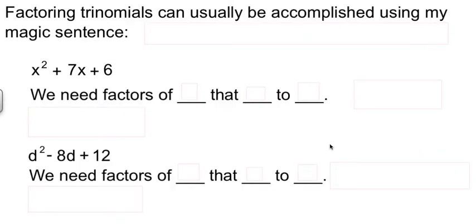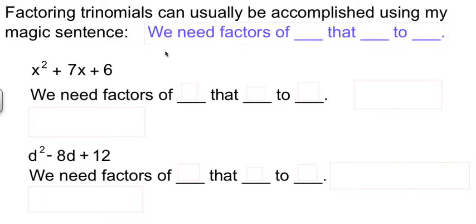Okay. Another kind of factoring we're going to do a lot of is factoring trinomials. And the best way I've found to do these trinomials is to use what I call the magic sentence. We need factors of blank that blank to blank. When I talk about this in class, when I'm walking around helping you, you're going to hear me say very often WNFO. We need factors of. It's just a shortcut so I don't have to say all the words. WNFO. It sounds like a radio station, but it's not. It's tipping you off to what kind of problem you're working on.